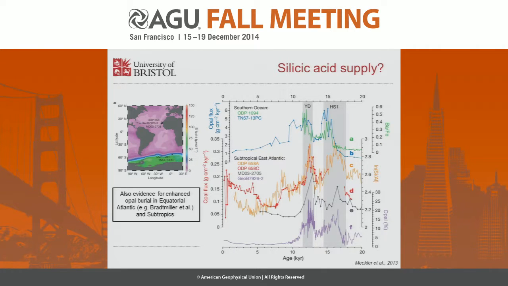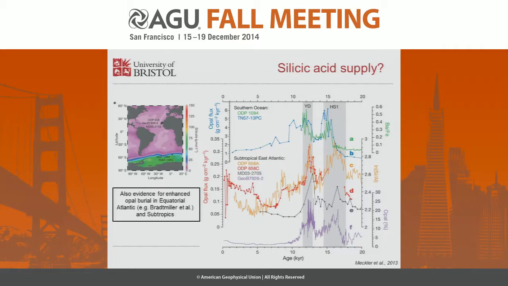So if we go back to those diatom records just for a minute, here are some really nice records that were published last year by Meckler and co-workers. Up here in the blue-green records are actually Bob Anderson's data from here in the Southern Ocean, showing opal flux. This is from 0 to 20,000 years ago this time.